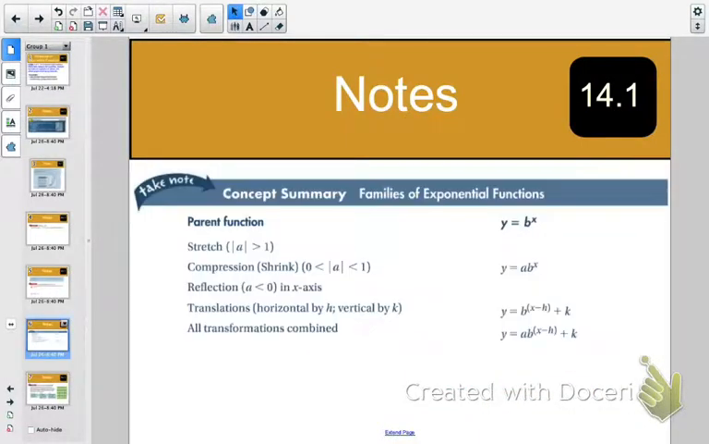Onward we go. Okay, so in summary, for exponential functions, you have a stretch when the absolute value of a is greater than 1, because the negative is a reflection. But you have a compression when a is a fraction, less than 1. You have a reflection if a is negative, and the a we're talking about is this one right here. You have translations, horizontal if it's with the x, and vertical if it's out at the end with plus k, and then all of them combined would look something like this. That's the general form of the function.